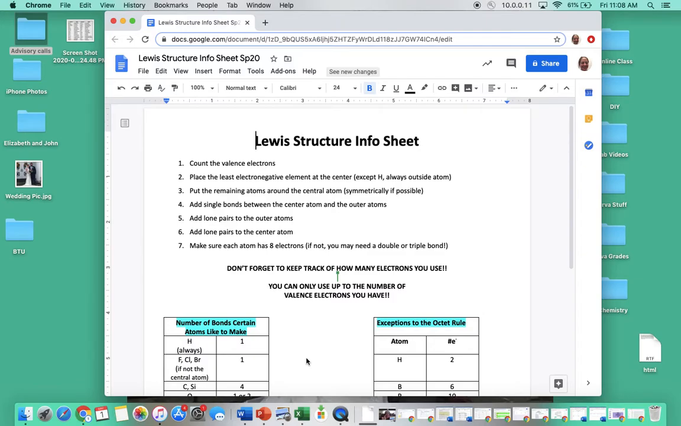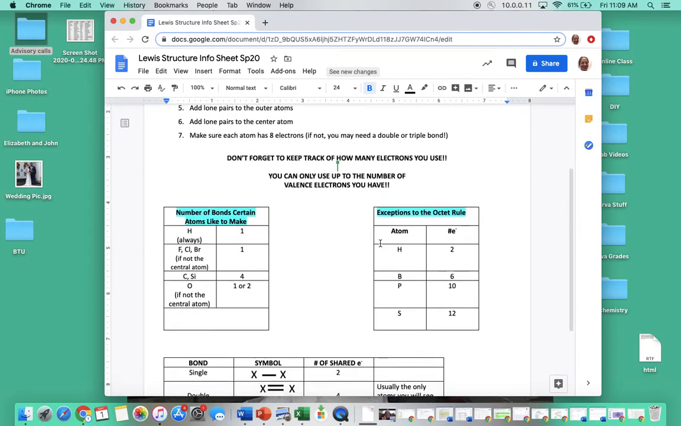Once we have everything drawn out, we're going to add our single bonds between the center and the outer atoms. And then we're going to add lone pairs to the outer atoms first, and then you can add lone pairs to the inner atoms. So remember, we want to make sure that each atom has 8 electrons. If not, then you can start doing a double or triple bond, and that will be another video. Remember, 8 is great, so everybody wants 8, okay?